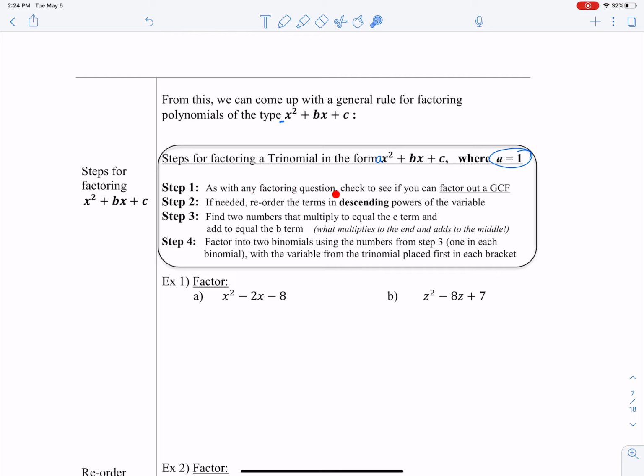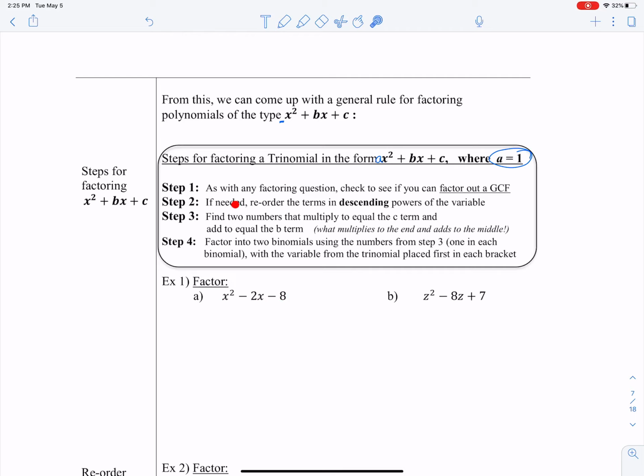As with any factoring question, the first thing we do is we check to see if we can take out a greatest common factor. Okay? So that's the first thing we do. So let's do that on this one as we go. So is there a greatest common factor? We're going to look at our letters. So we have x, x, no x. We can't take out an x. And then this is just a 1 in front here. 2, 8. So there's nothing else that can be removed. There's no greatest common factor.